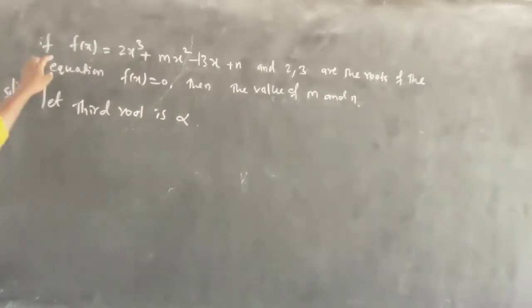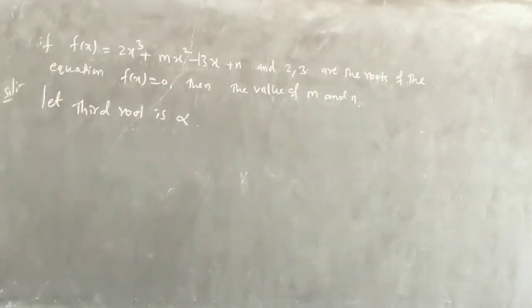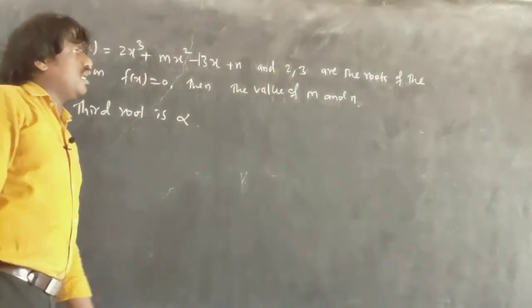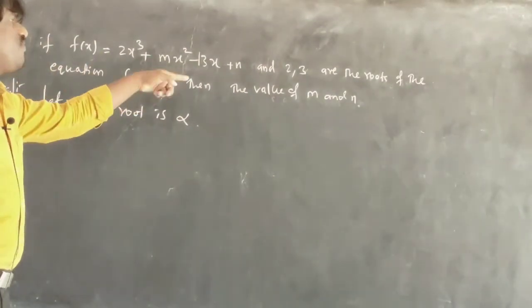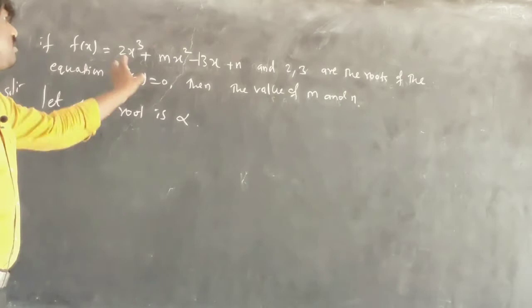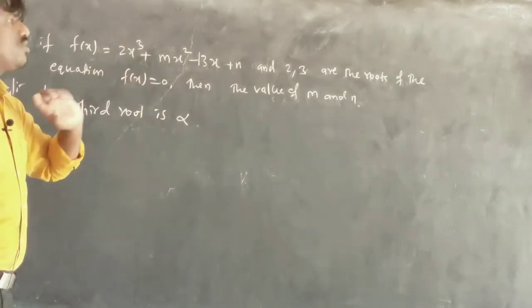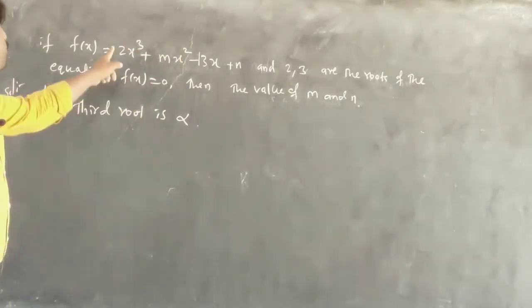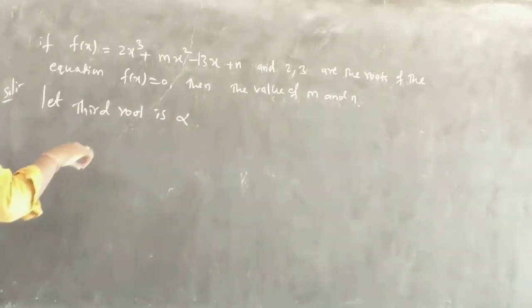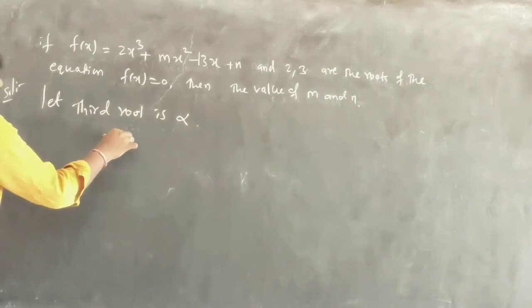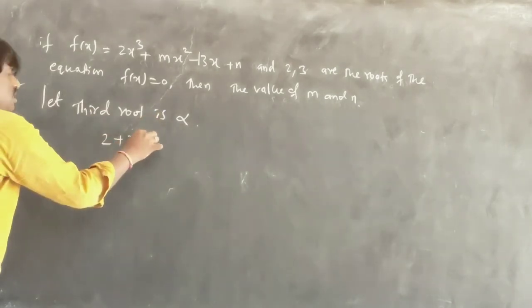Okay, let's see here. If f of x is equal to 2x cube plus mx square minus 13x plus n, and 2, 3 are the roots of this equation f of x is equal to 0, then find the value of m and n. This is the question. They gave 2 roots, we don't know the third root of this function. Let us take the third root as alpha. Then the roots are: one root is 2, one root is 3, another root is alpha.